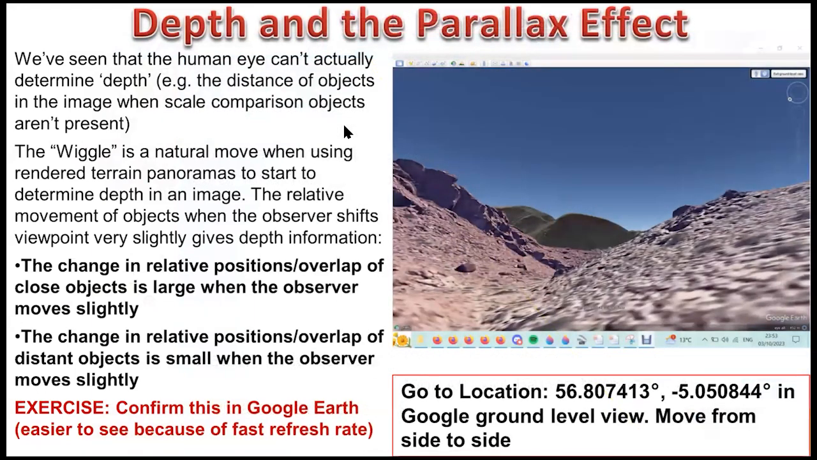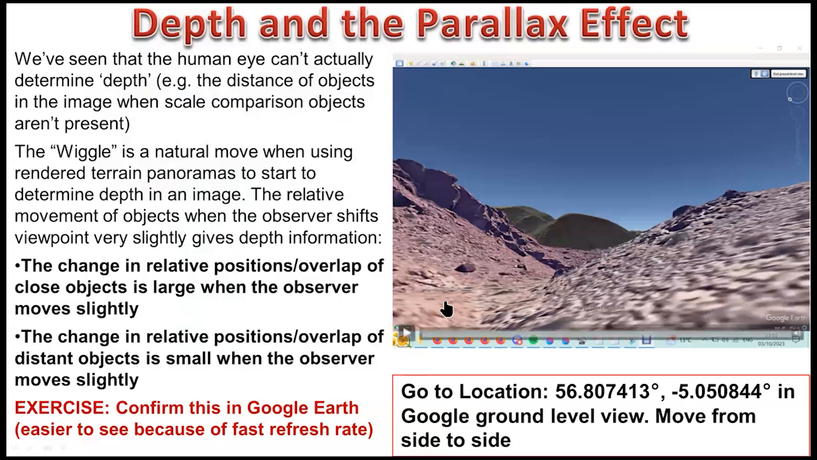So we've seen the human eye can't actually determine depth. And the distance of objects isn't obvious to us at all. So there's something that probably you do without knowing in Google Earth. I'm just going to close that poll, which is you trying to get an idea of what the image is really telling you. And it's just a little wiggle, really.